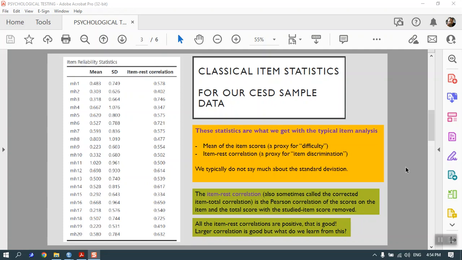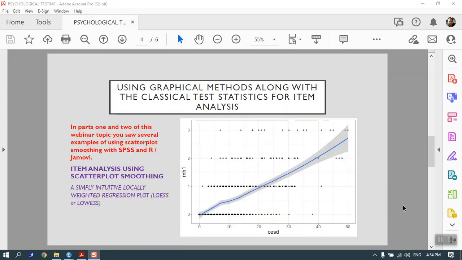The item rest correlation, or the corrected item total correlation, is one quantifier of discrimination. There are others in the classical approach, but the guide here is that we use one number to try and give us a sense, for example, of the discrimination. The point of this whole webinar series is that we should supplement this with a graphical display.